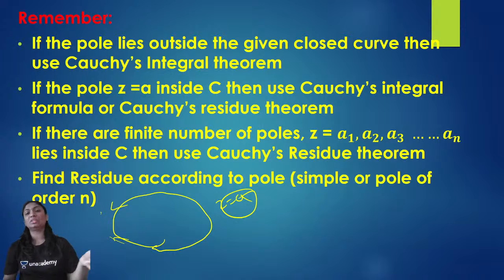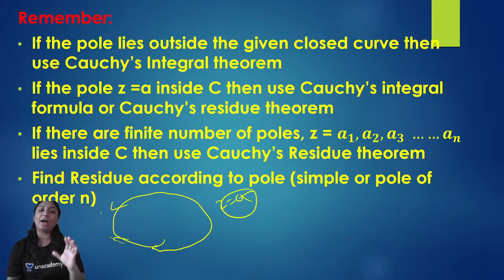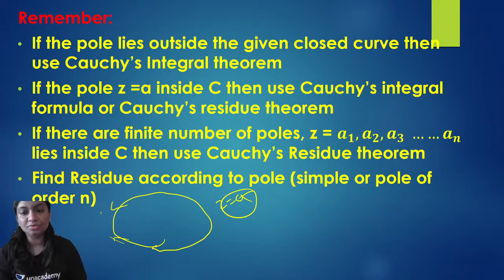Cauchy's residue theorem for the simple pole, or if it is of order n. And if there are a finite number of poles, like z = -1, z = -2, z = -3, z = -4, then obviously you have to use the residue theorem to find the complex integral. We have to use Cauchy's residue theorem if a finite number of poles are given. Okay, so these things are very important. So find the residue according to the pole, simple pole or pole of order n. These 4 points are very important while solving any example on complex integration.